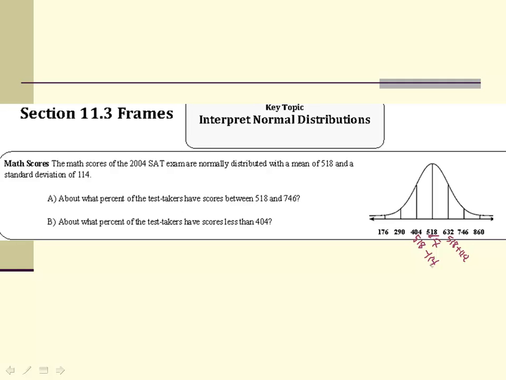So A says, about what percent of the test takers have scores between 518 and 746? So 518 to 746 would be these two slices right here. Okay? We're looking at those two slices, and if we look how much each one's worth, the larger is worth 34%, and the smaller is worth 13.5%. So if you add those up, 47.5% of our test takers would have scores between 518 and 746.